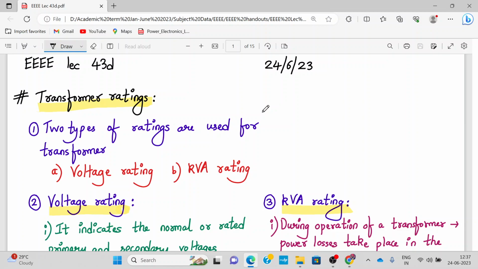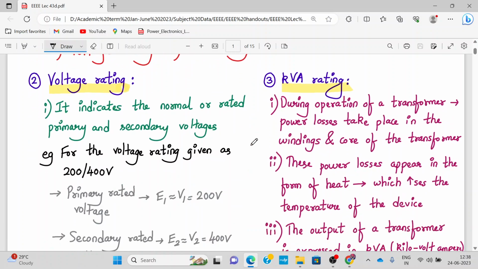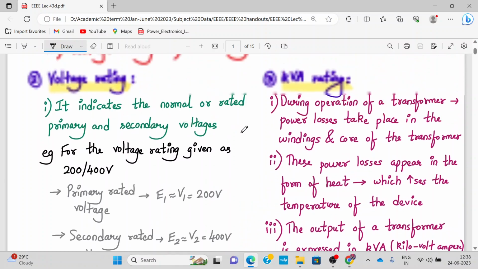So today we will discuss the transformer ratings. There are two types of ratings for the transformer, voltage rating and kVA rating. The voltage rating indicates the normal or rated primary and secondary voltages. For example, if the voltage rating is given as 200/400 volts, that means the primary rated voltage E1, approximately equal to V1, is 200 volts, and the secondary rated voltage is 400 volts.